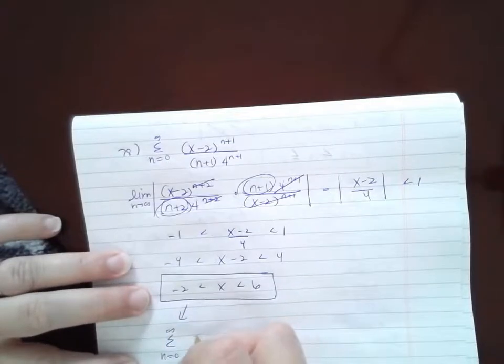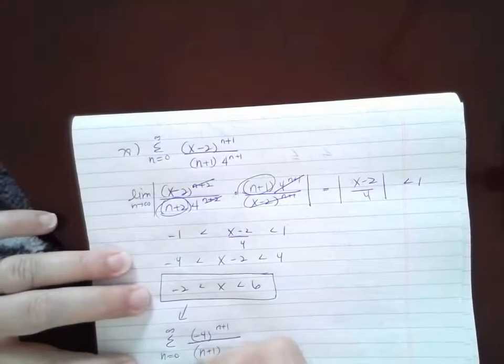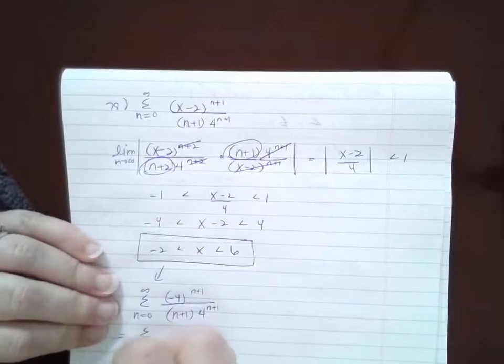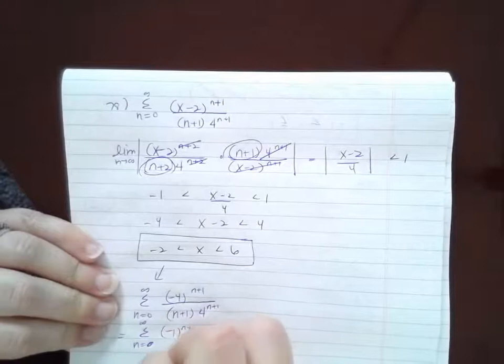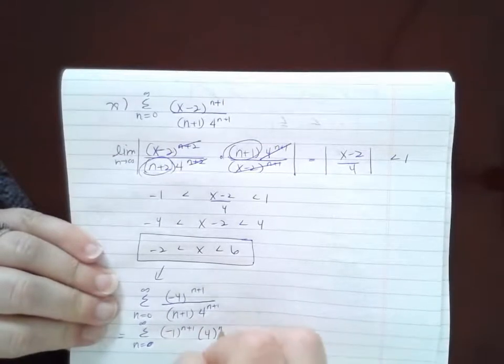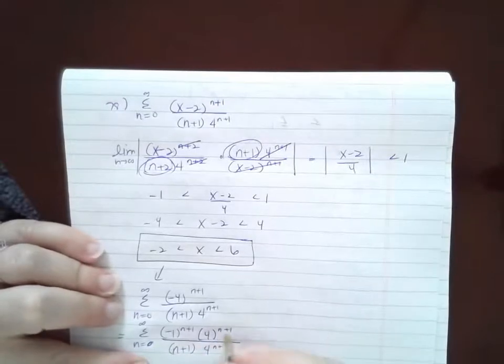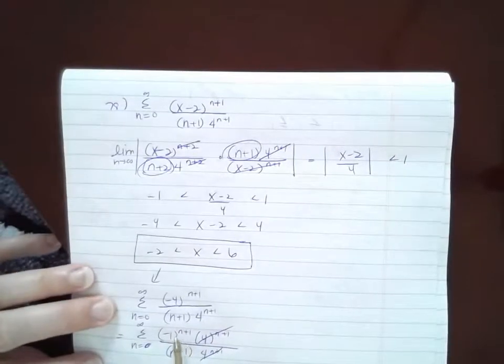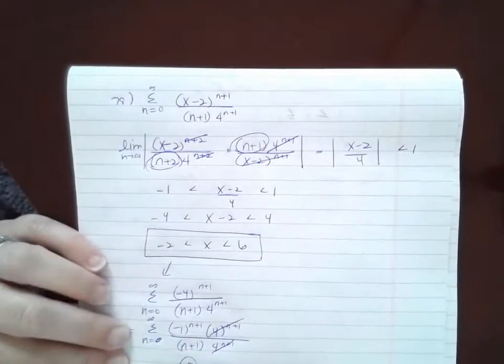If I plug in negative 2, I get (negative 4)^(n+1) over (n plus 1) times 4^(n+1). This is really the alternating series, (negative 1)^(n+1) times 4^(n+1) all over (n plus 1) times 4^(n+1). We already did an alternating series of 1 over n plus 1 in the previous example, I believe. Its limit is 0, and it is decreasing, so I know that that's going to be convergent.